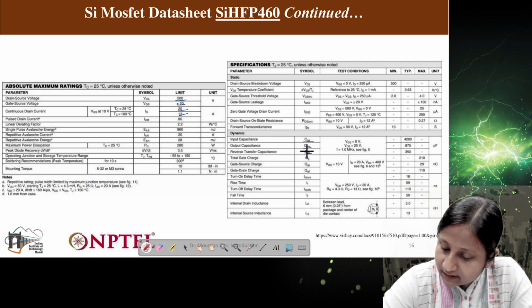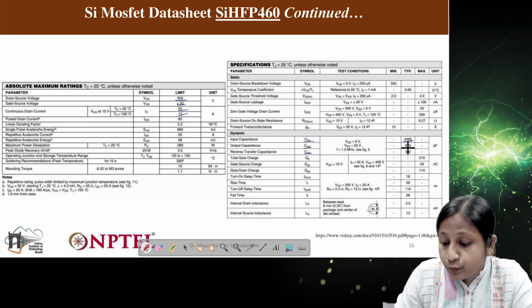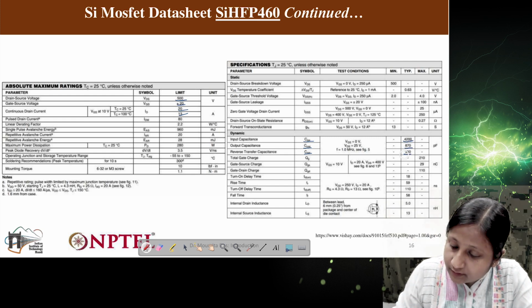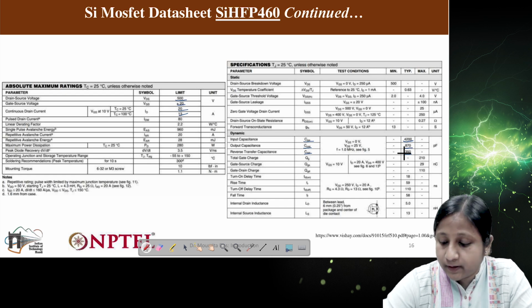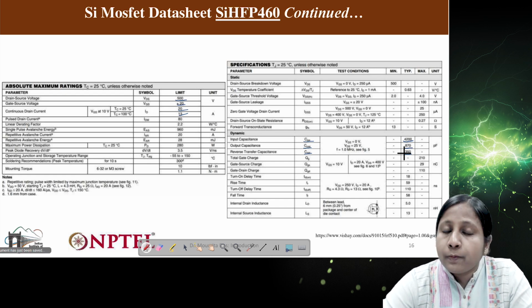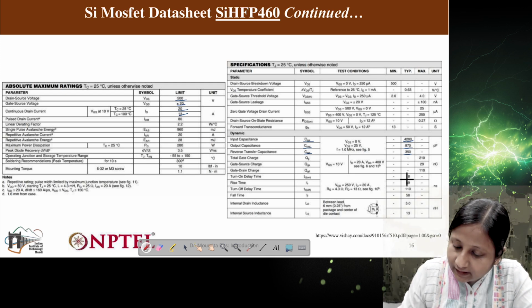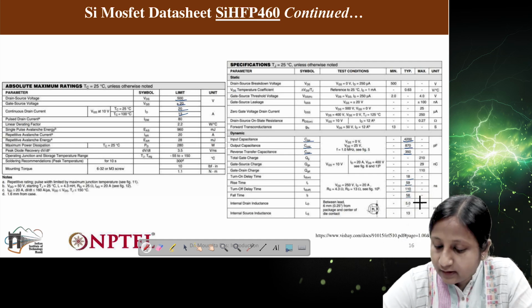So the parasitic capacitances here you can see input capacitance of the silicon device is 4200 picofarad, output capacitance is 870 picofarad and reverse transfer capacitance is 350 picofarad, which is higher than silicon carbide and much higher than that of the GaN device. This is the reason the operation of the silicon is limited to comparatively lower frequency level. And also there are delay time and rise time for this silicon device given here.